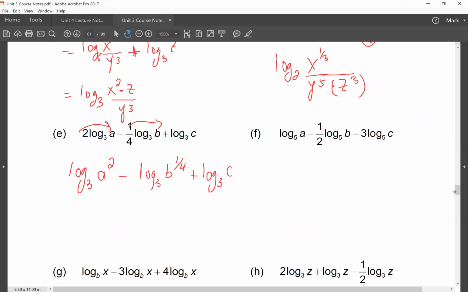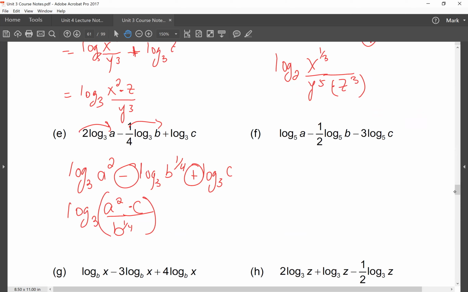Now I combine my terms. So log 3a squared over b to the 1/4 times c. Times c on the top, right, because it's plus, I'm going to take the log a squared and multiply by c. So it's a squared times c when I put it into the logarithm, all over b to the 1/4. So if it's negative, you put it as division. If it's positive, you put it as multiplication.